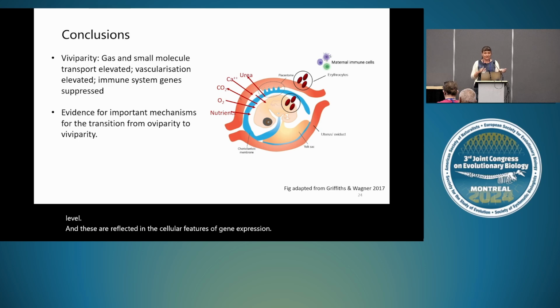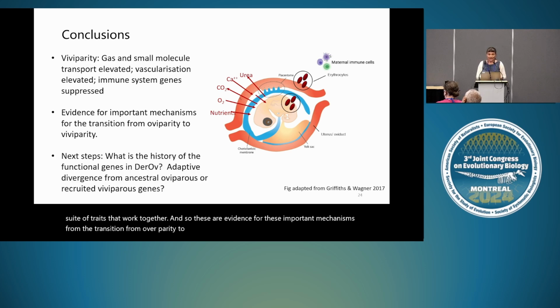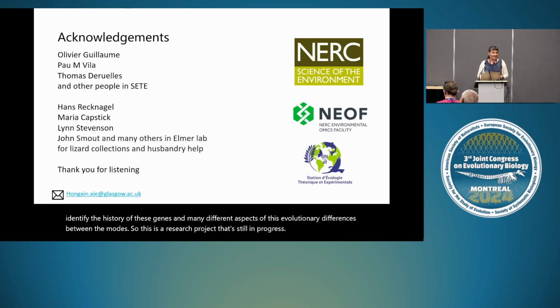So overall, in viviparity we see gas and small molecule transport elevated, vascularization elevated, and immune system genes suppressed, just as we expected from our suite of traits that work together. And so these are evidence for these important mechanisms in the transition from oviparity to viviparity. And now we're working more in detail to identify the history of these genes and many different aspects of these evolutionary differences between the modes. So this is a research project that's still in progress. And I'd like to thank everyone very much who has helped with this project, and our funding sources.